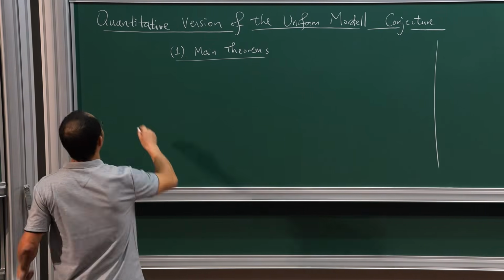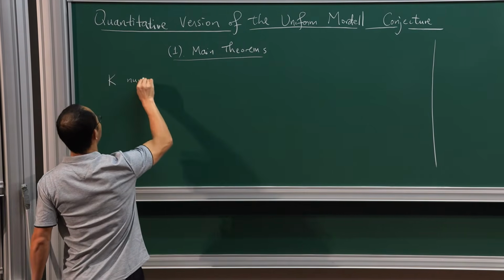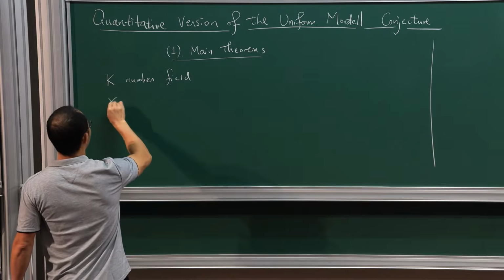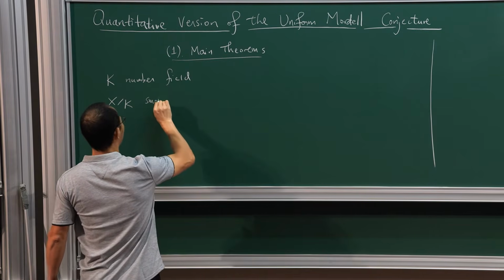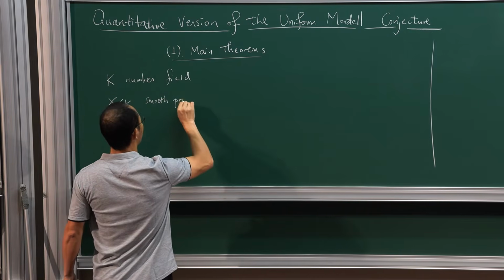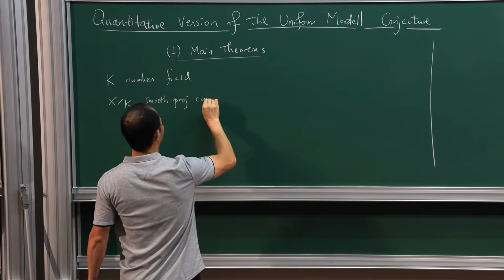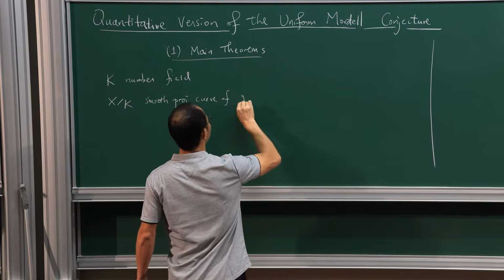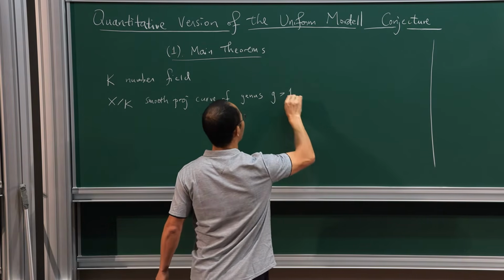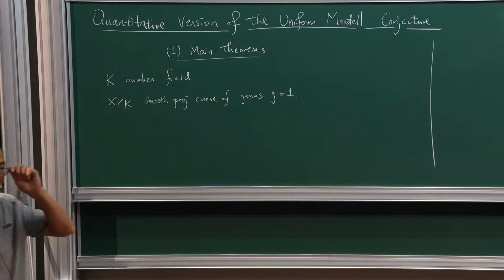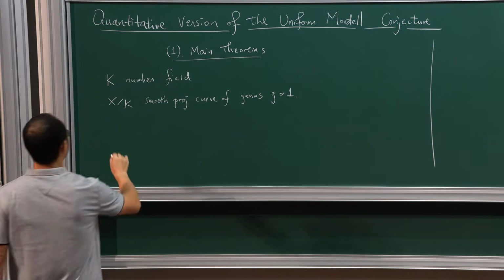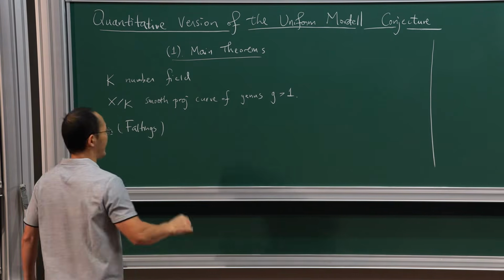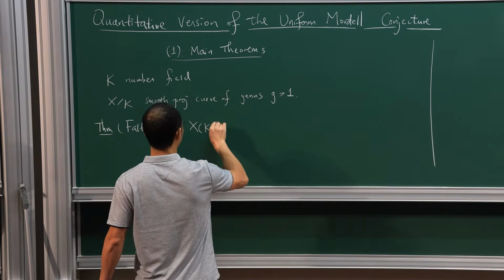Assume K is a number field. Assume X over K is a smooth projective curve. Actually, we also need geometrically integral, but I will omit it, of genus g, g greater than 1. And then we have this celebrated Mordell conjecture proved by Faltings, which simply says the set of rational points of X is finite.